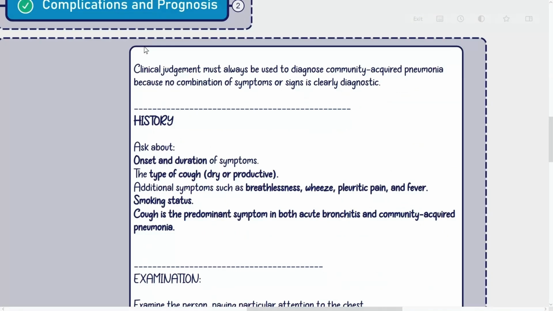Clinical judgment must always be used to diagnose community-acquired pneumonia, because no combination of symptoms or signs is clearly diagnostic. History. Ask about onset and duration of symptoms. The type of cough, dry or productive. Additional symptoms such as breathlessness, wheeze, pleuritic pain, and fever. Smoking status. Cough is the predominant symptom in both acute bronchitis and community-acquired pneumonia.